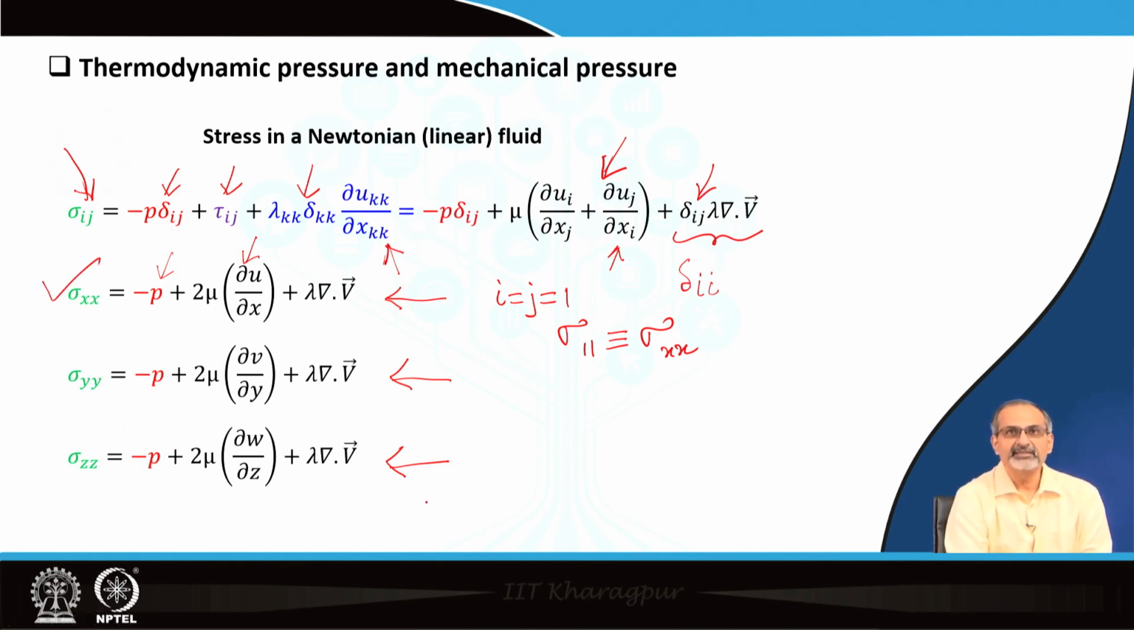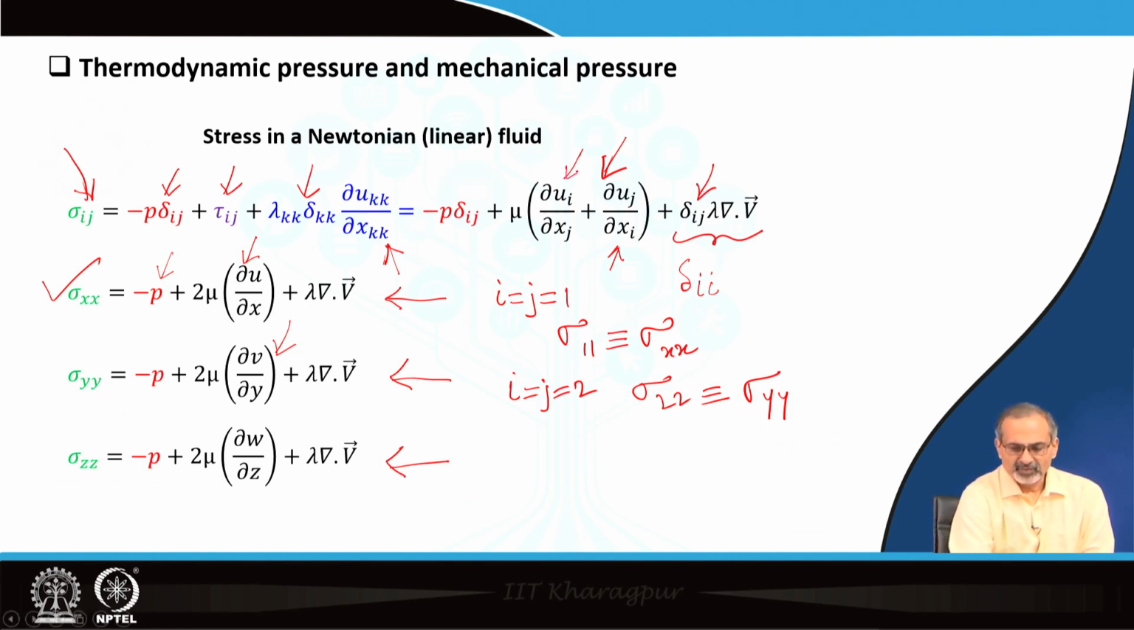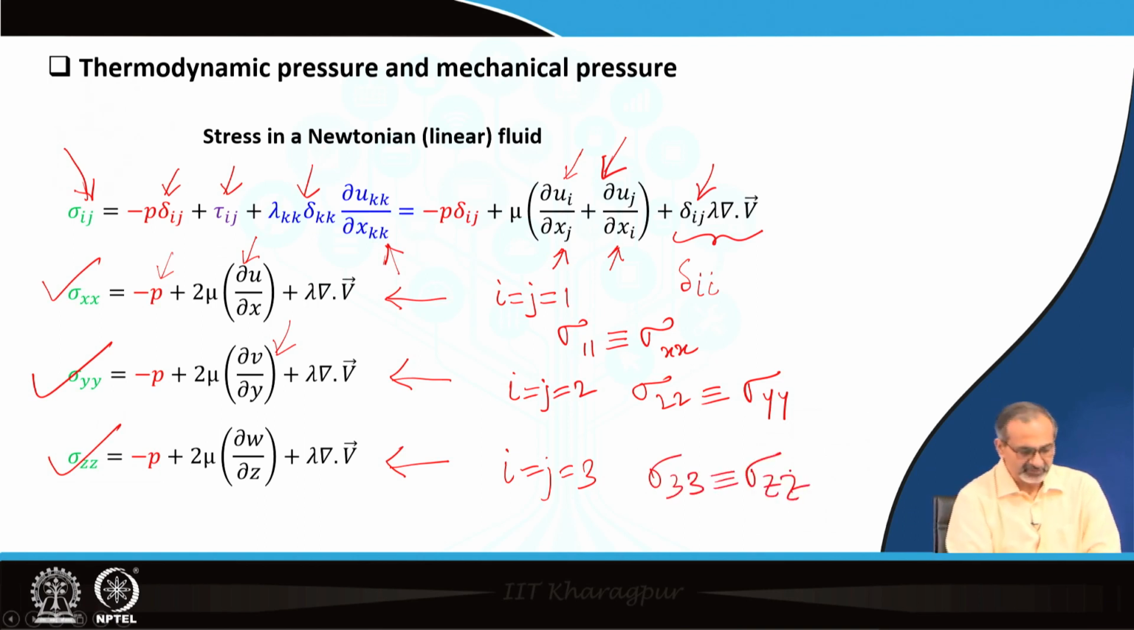When you apply the sigma ij equation where i equal to j is equal to 2, then you get sigma 22, which is equivalent to sigma yy, and you only have a difference in terms of the velocity gradient here, because u2 would mean a v, and x2 would mean a y, and therefore del v del y. That is how you get sigma yy. Similarly, you get sigma zz. Here, of course, i is equal to j is equal to 3, and you have sigma 33 giving you sigma zz. So, these are all the normal stresses that we are talking about.